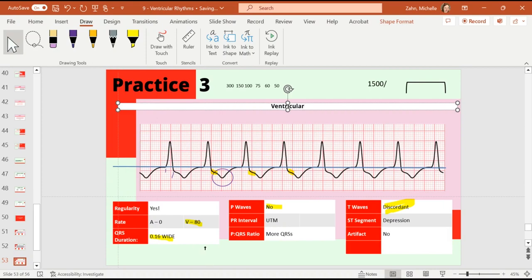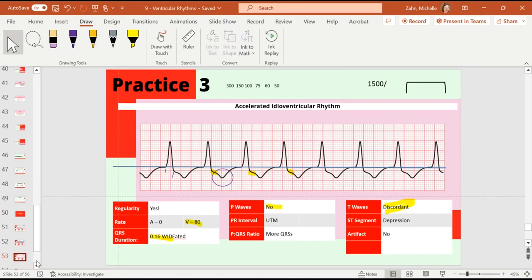To make that determination, you go back to your ventricular rate. Your ventricular rate here is 80, which is faster than you expect for your idioventricular rhythm, but slower than you expect for your ventricular tachycardia. So this is accelerated idioventricular rhythm. There we go. All right, let's look at our next practice strip here.